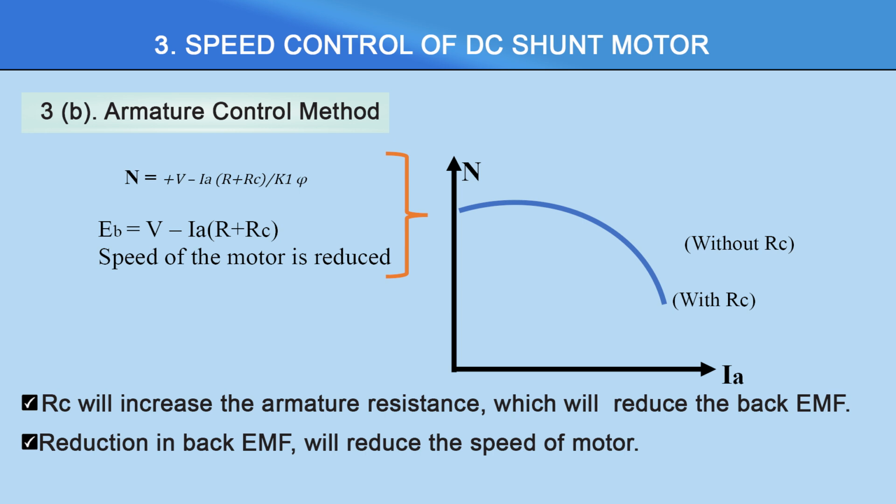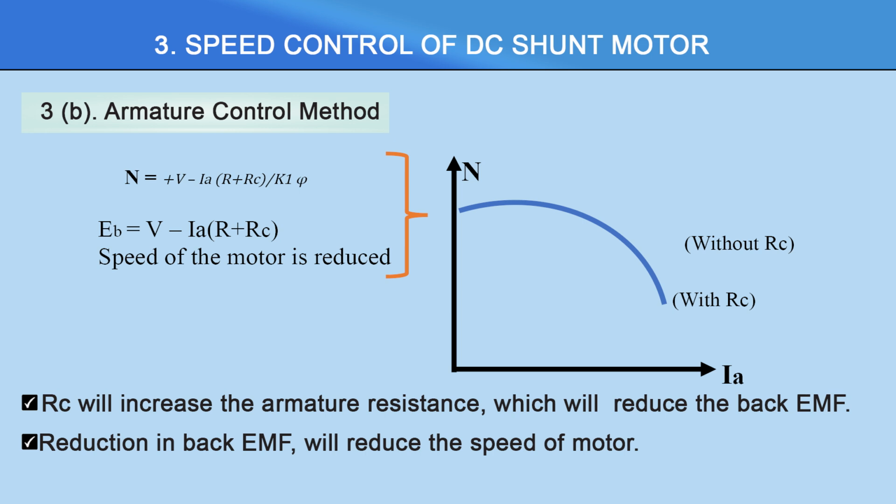If the RC is not present, normal case, RC value is 0, then N is equal to V minus IA R divided by K1 phi, and when RC is present, then N is equal to V minus IA (R plus RC) divided by K1 phi. Means after adding a resistance, the negative value is increasing because R is becoming R plus RC. So, negative value is increasing means the overall numerator term is reducing. If the numerator term is reducing, then speed will get reduced.